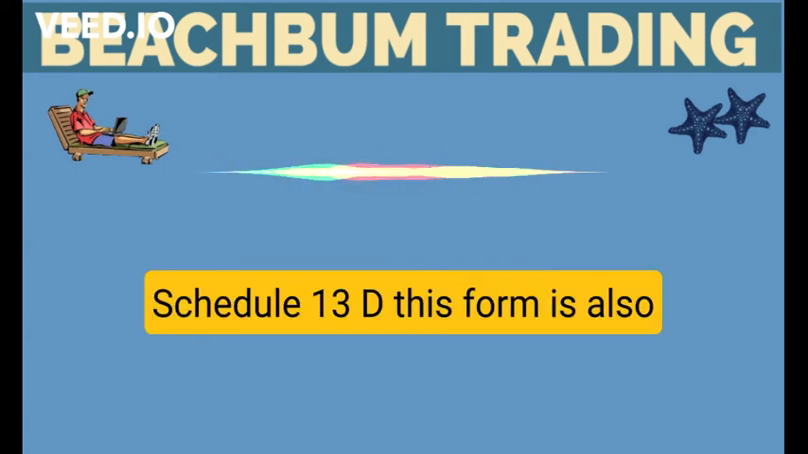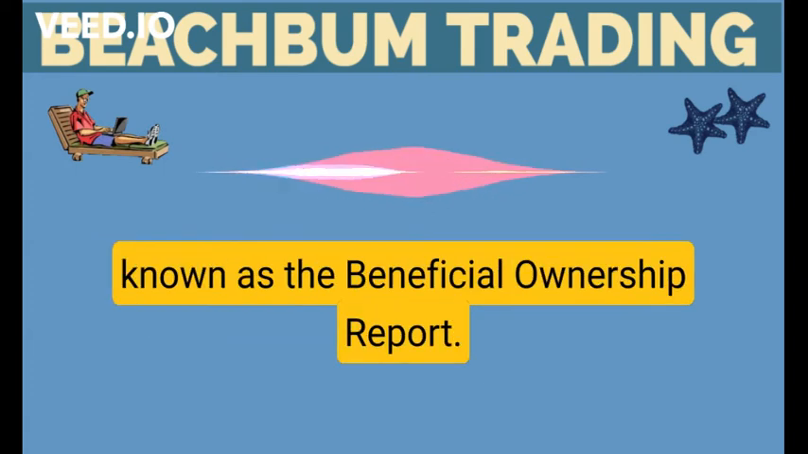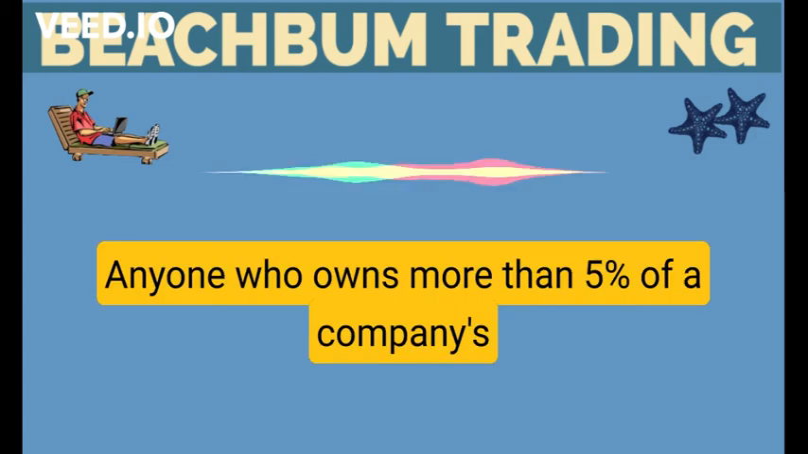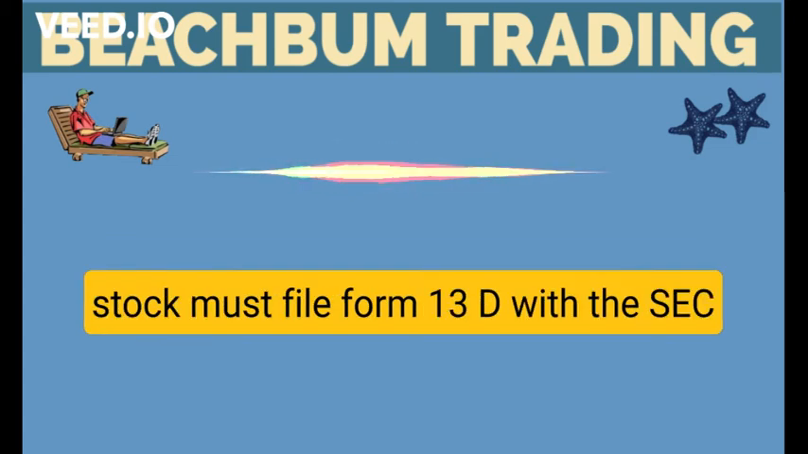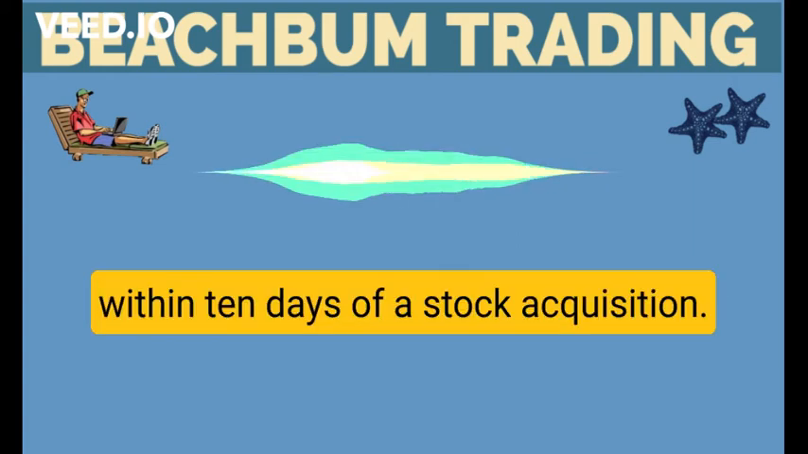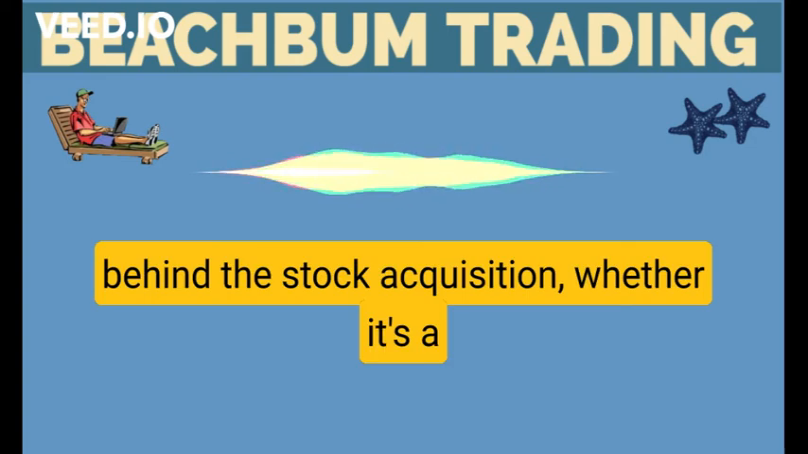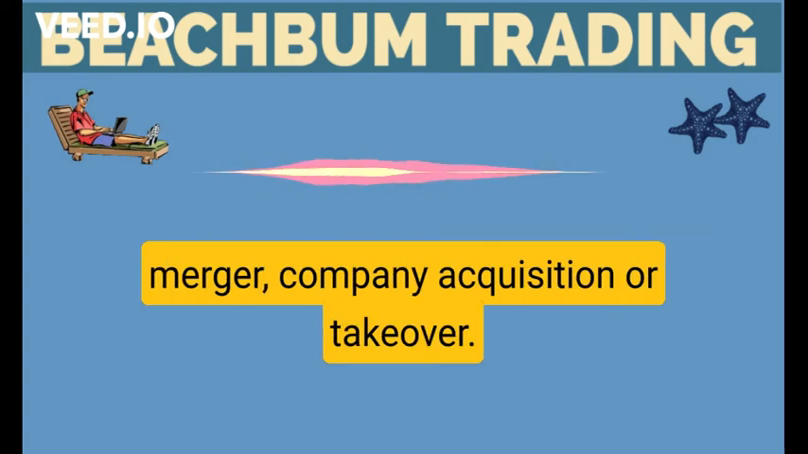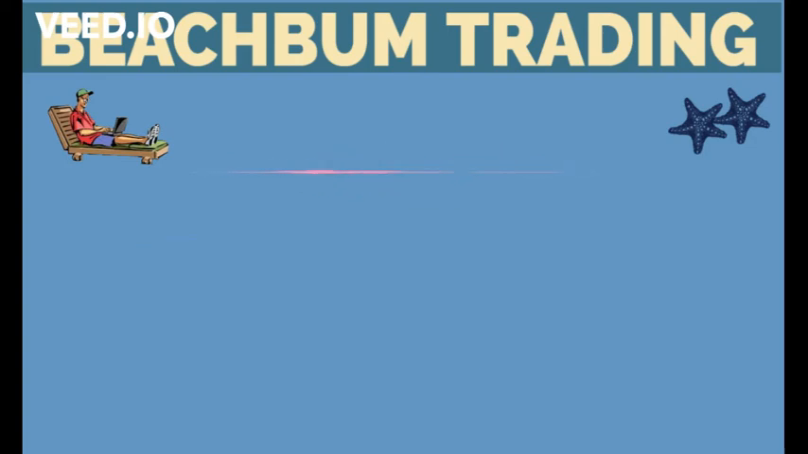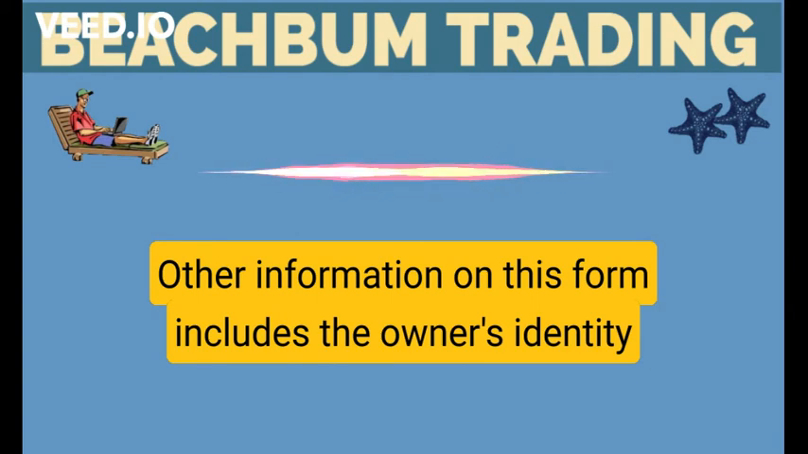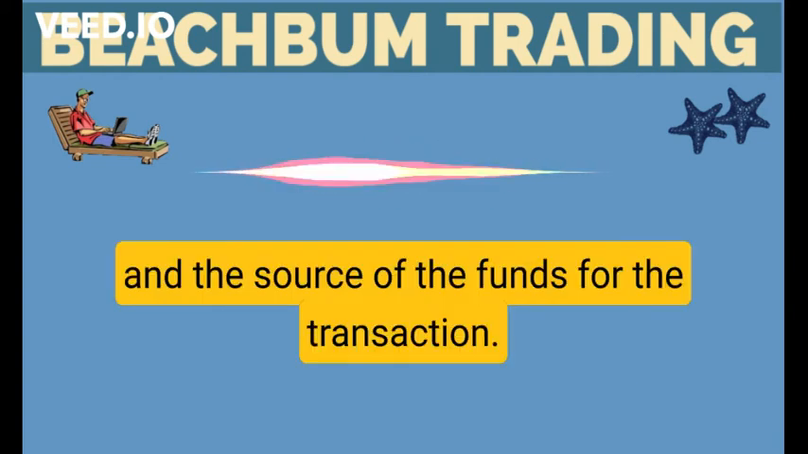Schedule 13D. This form is also known as the Beneficial Ownership Report. Anyone who owns more than 5% of a company's stock must file Form 13D with the SEC within 10 days of a stock acquisition. The form must also include the reason behind the stock acquisition, whether it's a merger, company acquisition, or takeover. Other information on this form includes the owner's identity and the source of the funds for the transaction.